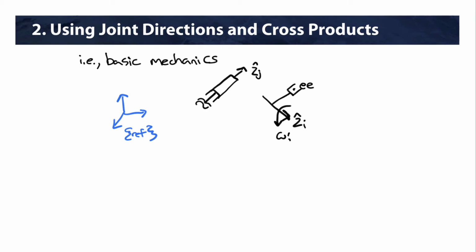All right, and the vector from joint i to the end effector, we're going to denote as R, from the origin of frame i to the origin of our end effector frame. And that's going to be with respect to our reference frame. And we can actually make a note, these are all with respect to our reference frame.